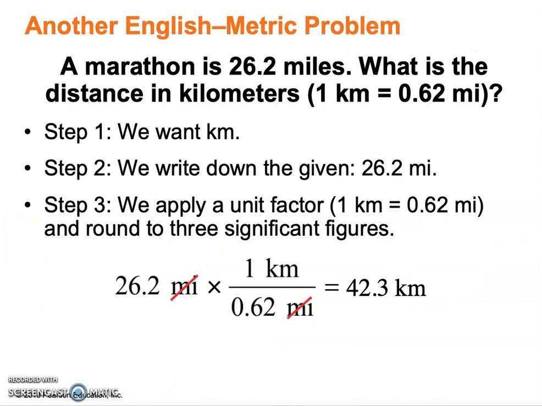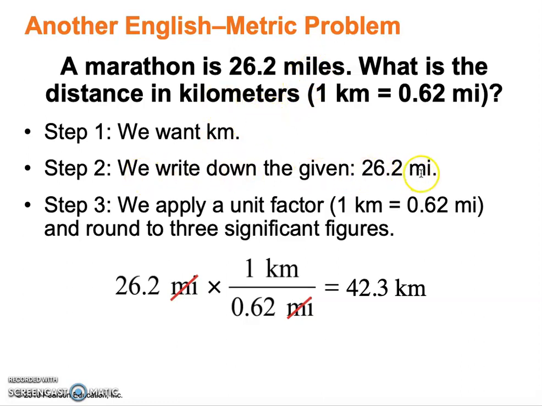So we always have to check the significant digits in the final answer. Let's look at another English metric unit conversion problem. A marathon is 26.2 miles. Well, I didn't know it was that long. What is the distance in kilometers? Given 1 kilometer equals 0.62 miles. So step one is what unit the question asks you to convert to. It's kilometer. It wants you to convert miles to kilometers.